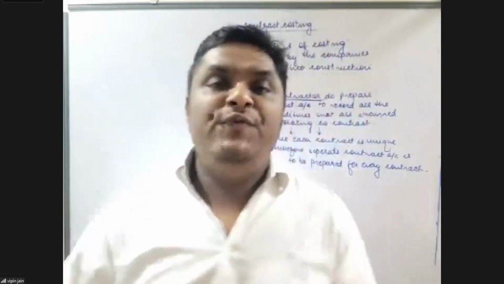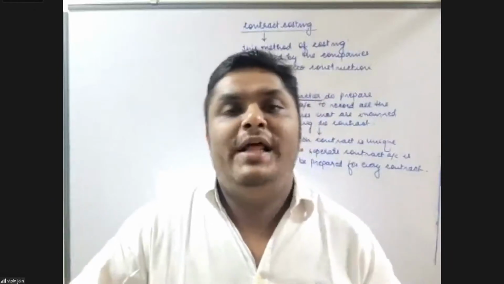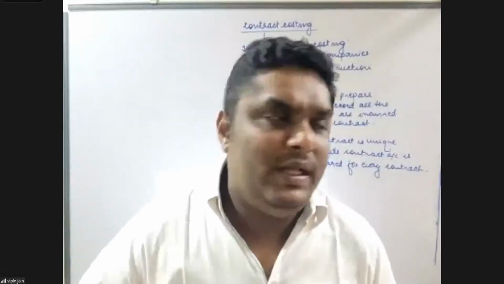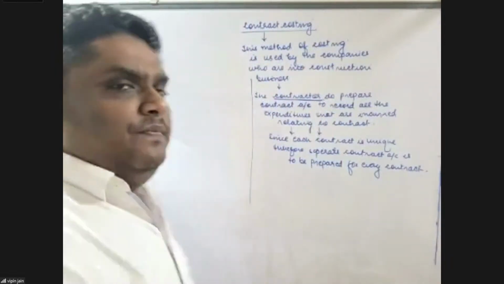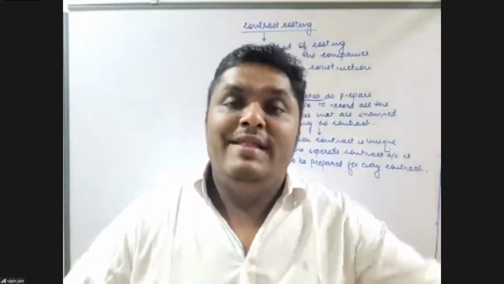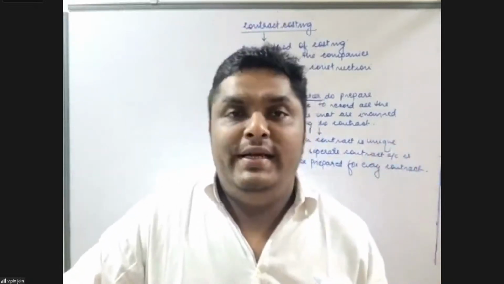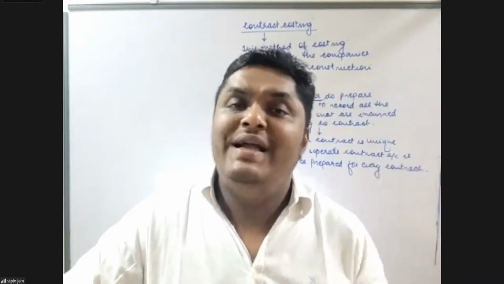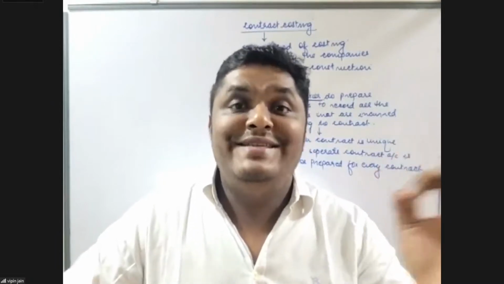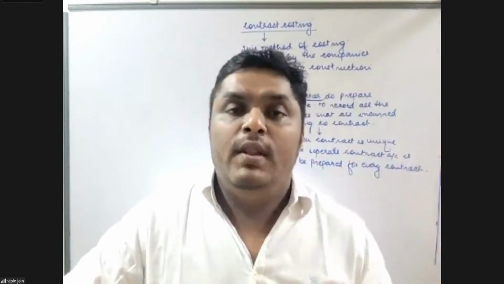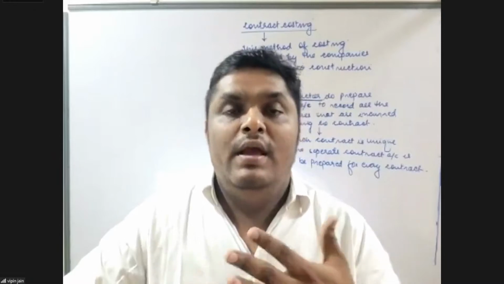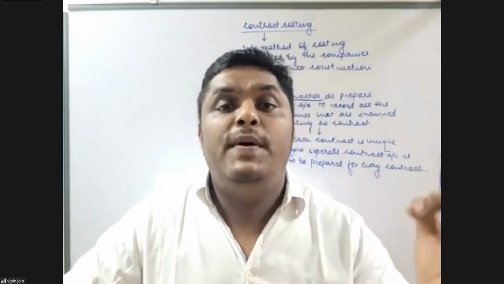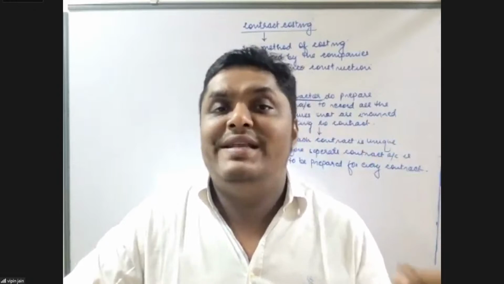So let me discuss a few points that are important in this chapter. I'll be using these terms throughout the chapter. Let's start with the first term, the contractor. There are two parties involved in the contract, the contractor and contractee. Now, who is the contractor? The person who undertakes the contract is the contractor.